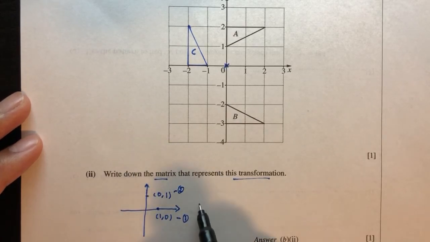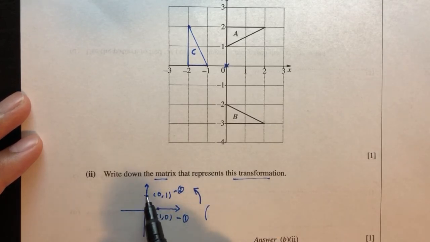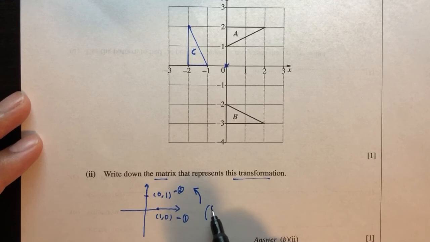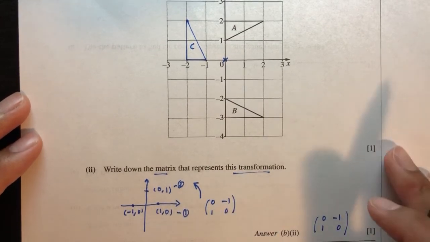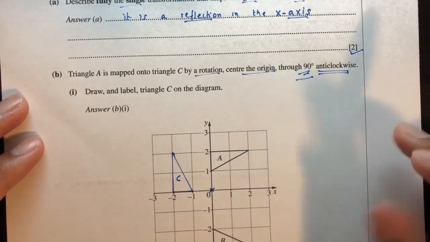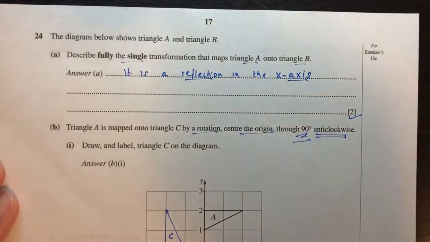So what happens when we turn 90 degrees anti-clockwise? 1 will become here, right? So 1 will become 0, 1, and 2 will become here. Here it is minus 1, 0. So 2 will become minus 1, 0. So your matrix will be 0, 1, minus 1, 0 for rotation anti-clockwise 90 degrees. So this is question number 24.